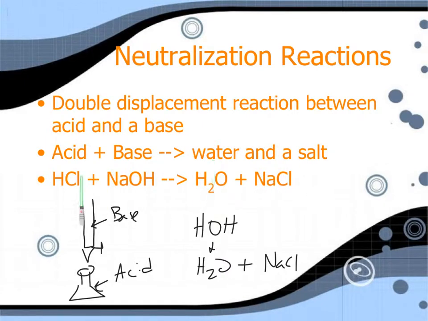Water is the product because the H from the acid and the OH from the base combine to make water, and the other substances, sodium and chlorine, are simply a salt. Now, a salt is a general term for an ionic substance. All acid-base combinations result in water and salt.